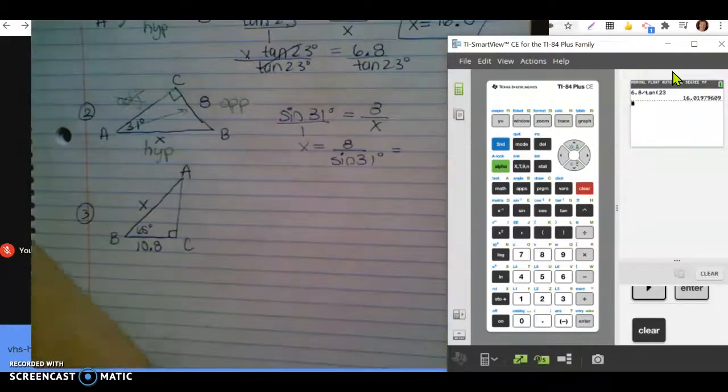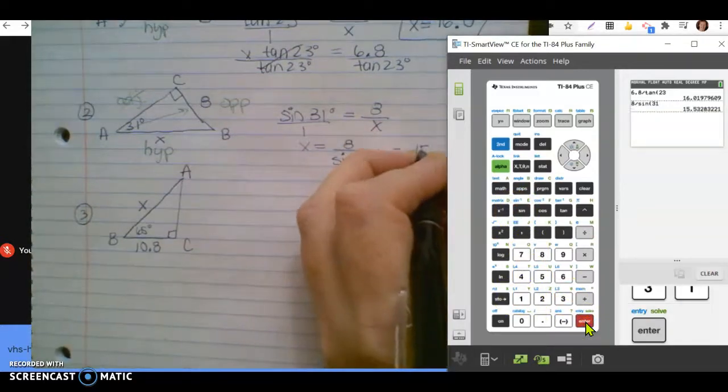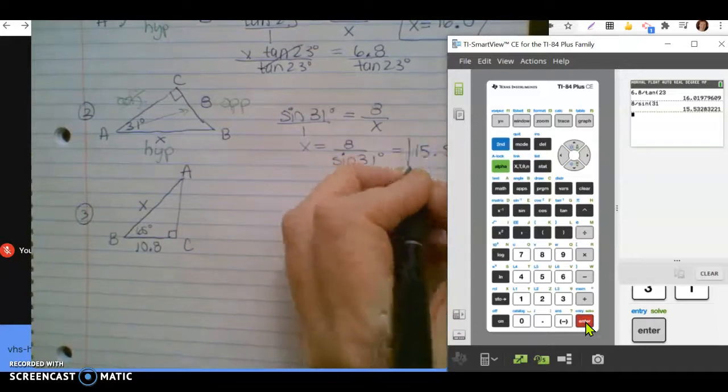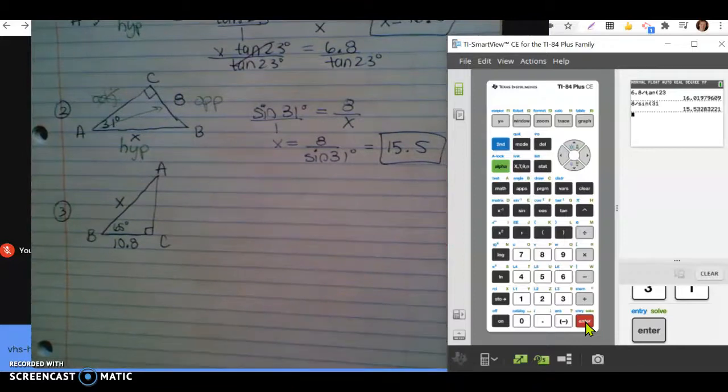So let's use our calculator again. 8 divided by sine of 31, enter, and I got 15.5 as the answer for that one. Sorry, you can't see that part. I need to figure out this balance better.